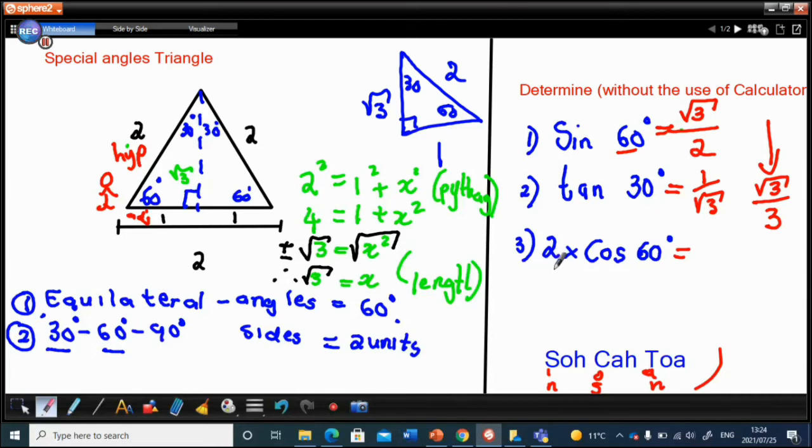So now remember they've given us this 2. Let me just write it in blue so that you can see it. You have 2 times cos 60. Cos 60 is a half. Right, so let's just write that fraction. We are looking at adjacent being 1 over hypotenuse, which is 2. And of course, 2 times half will give us 1. And that's your answer for this triangle.